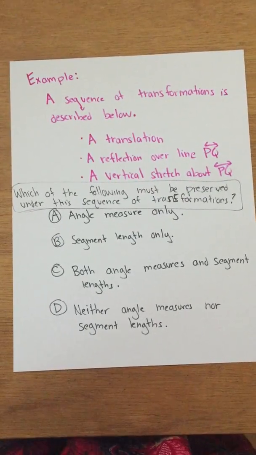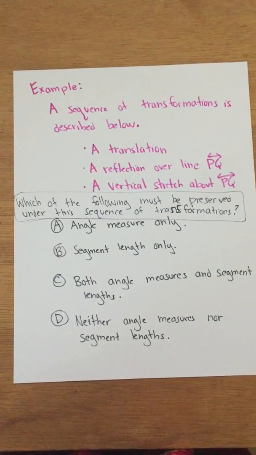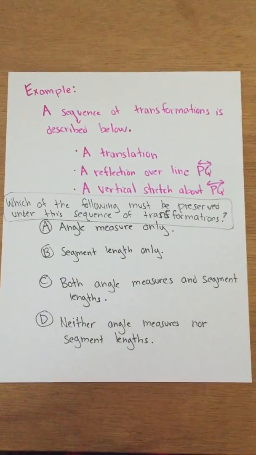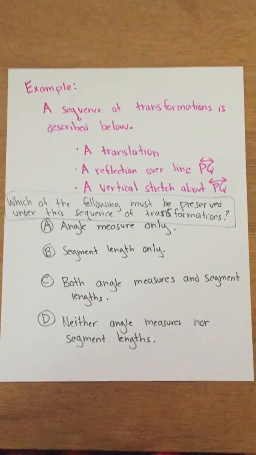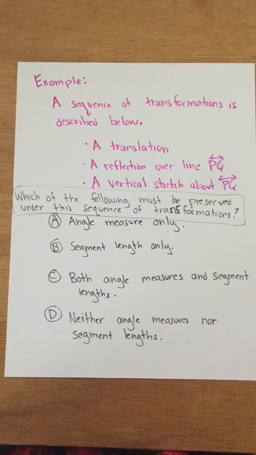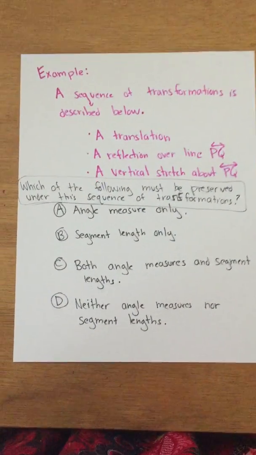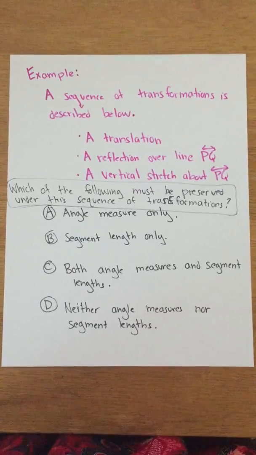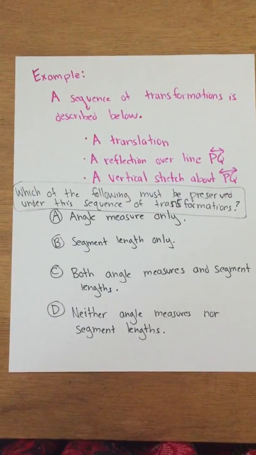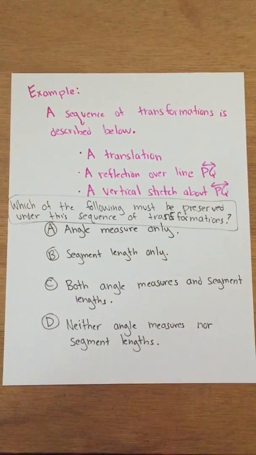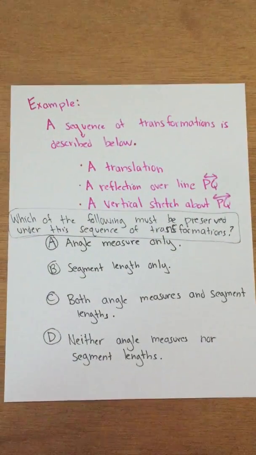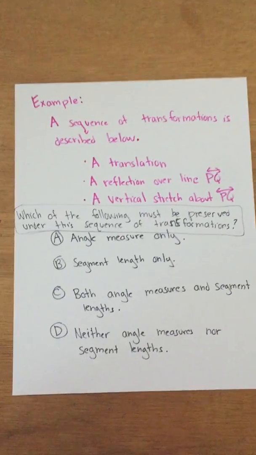So for instance, a sequence of transformations is described below, and then they'll list several transformations. The first two transformations, according to what we just talked about, translations and reflections, are rigid transformations. So if we were just dealing with those, then both the angle measures and segment lengths would be preserved. But they threw in a sneaky one. They threw in a vertical stretch. Okay, so if we have a vertical stretch, we know that nothing is preserved.